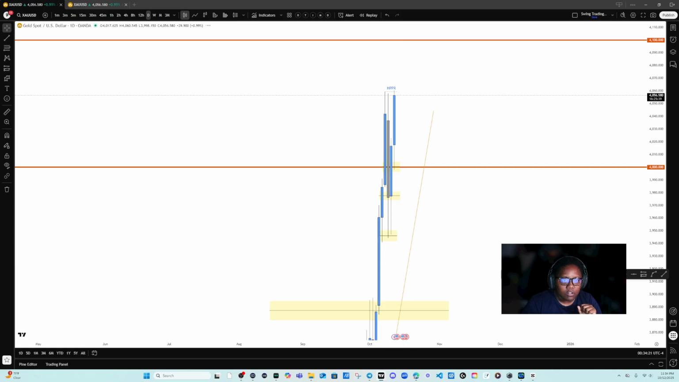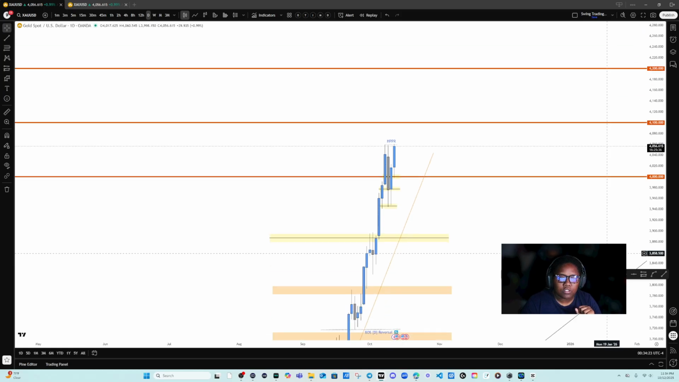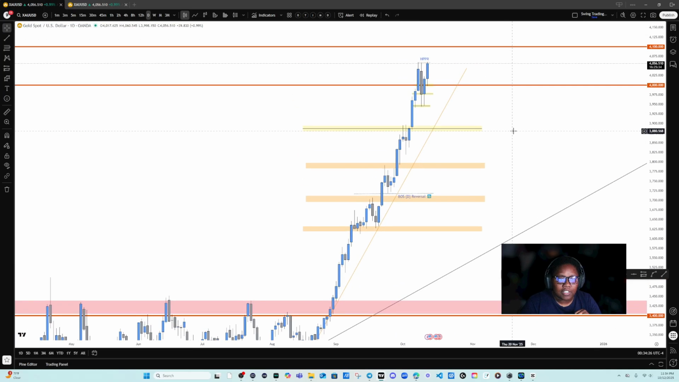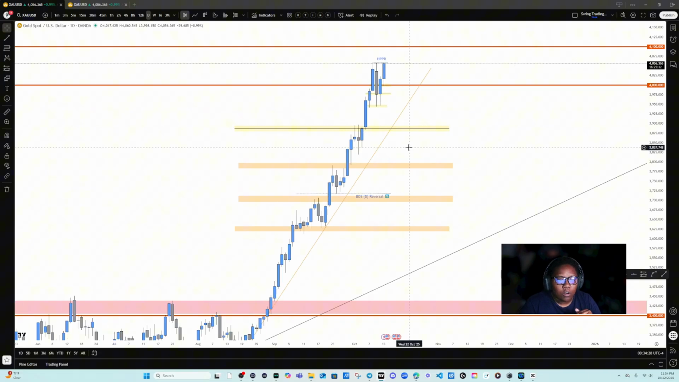Now, when news does come out, news does tend to respect our daily and weekly levels. When news comes out, I'm going to be seeing if price is going to come down here and respect our trend line or break past the trend line to respect this daily level or this weekly level, depending on how volatile the news is going to be this week.